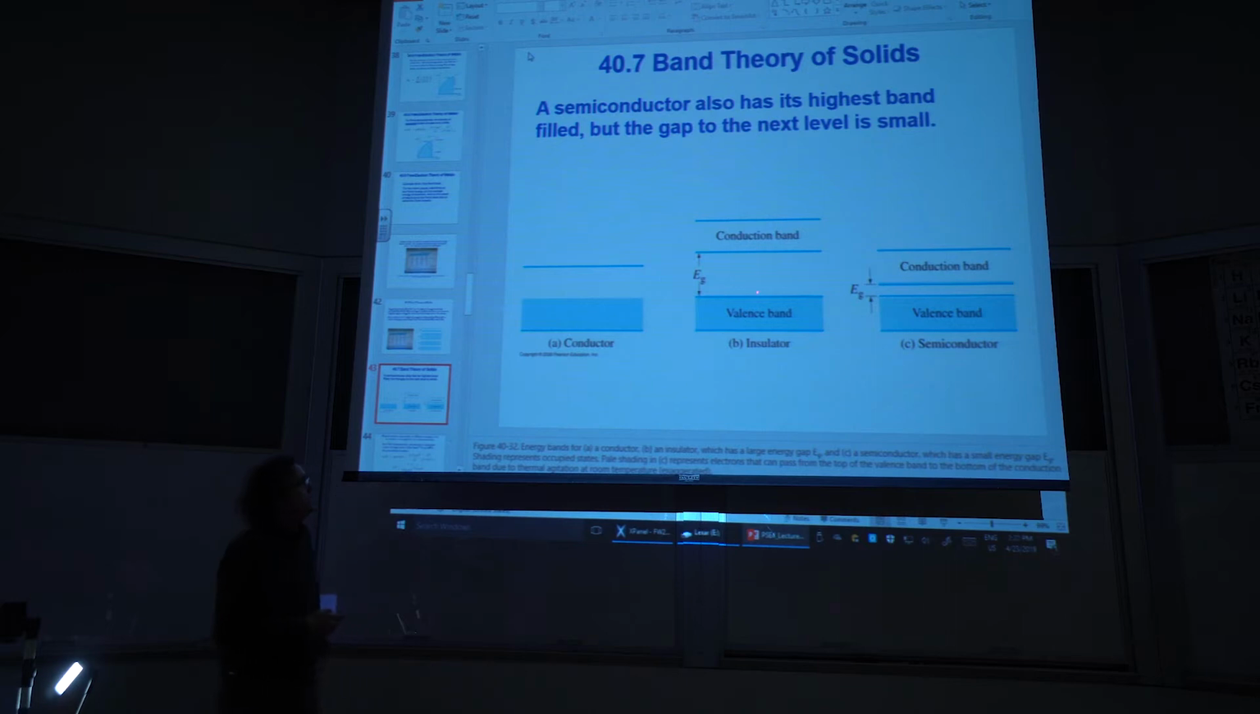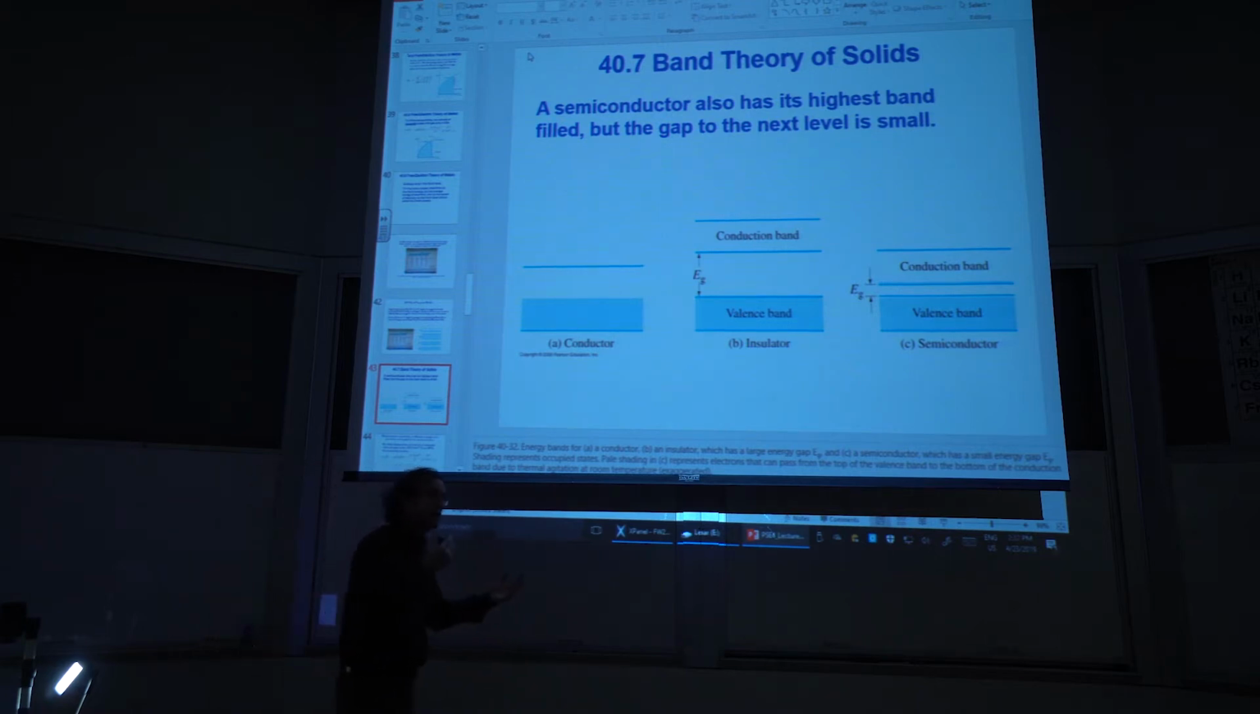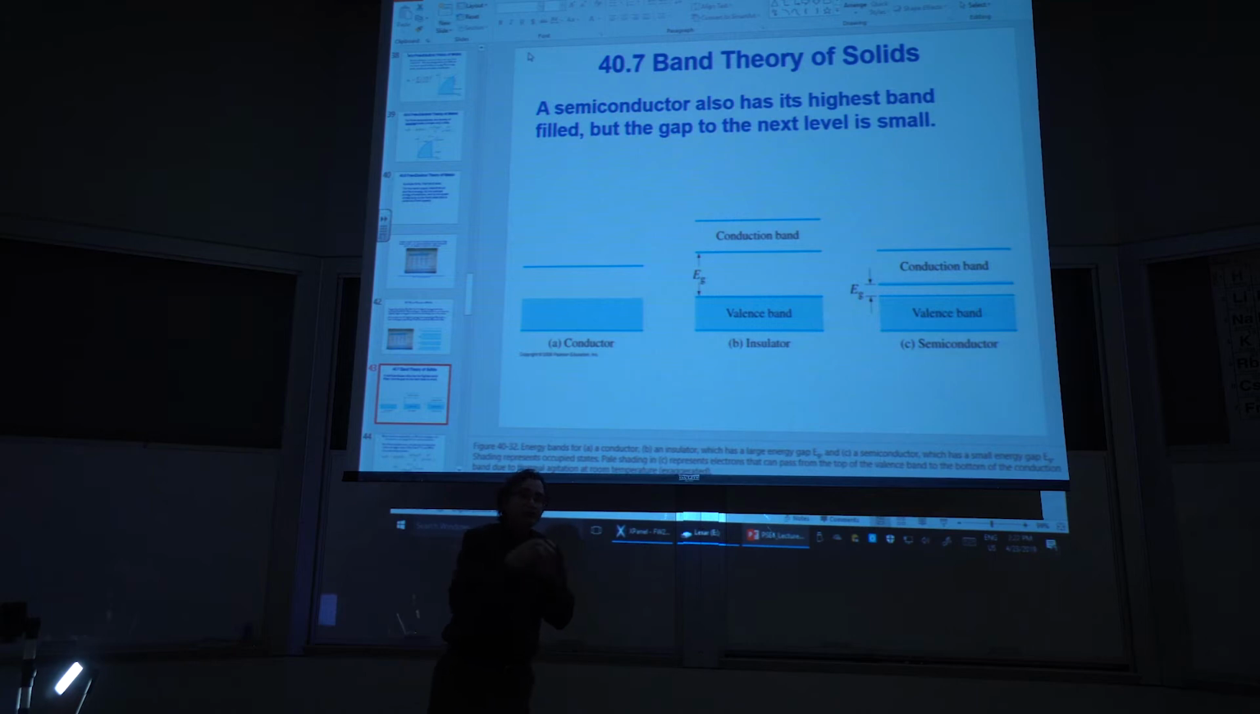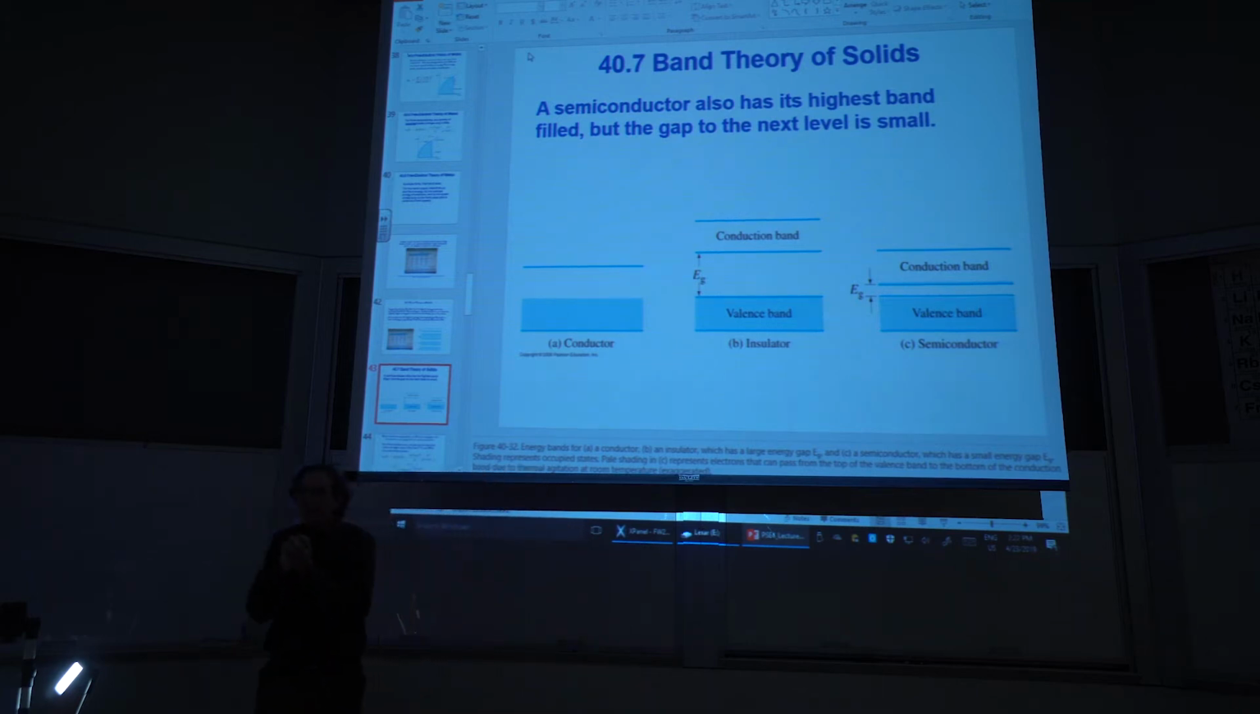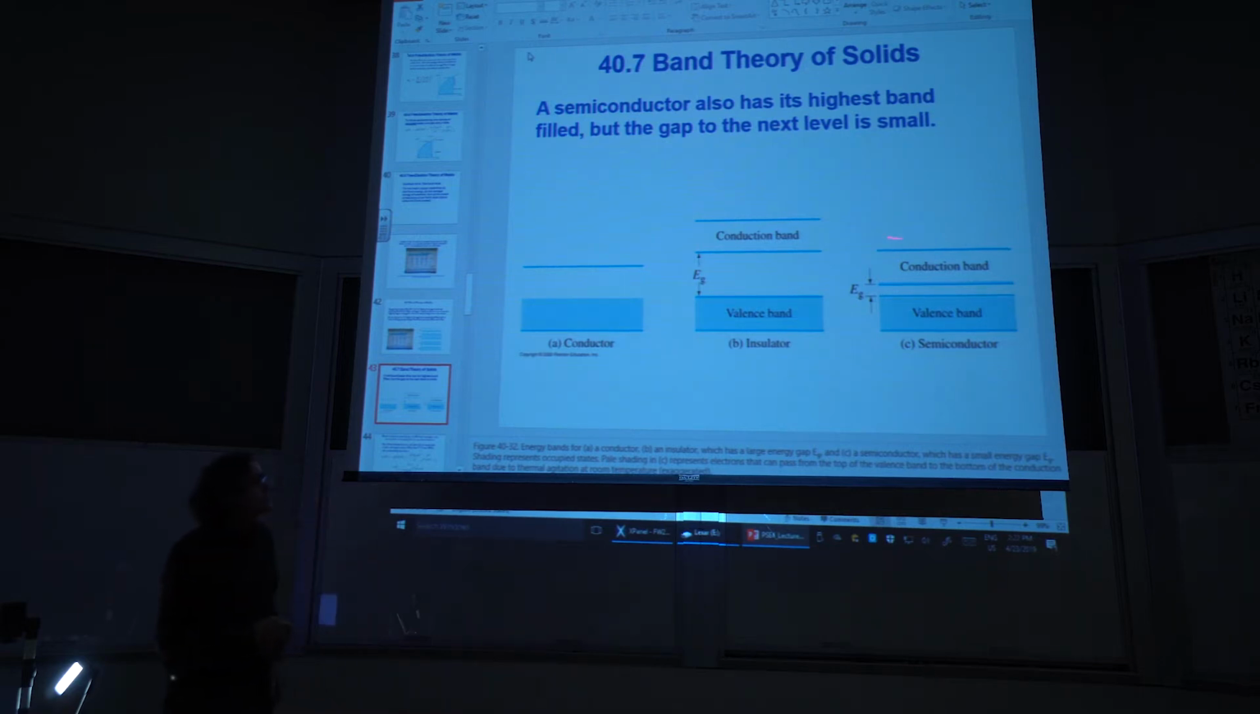So there's simply not enough thermal energy for these valence electrons to get up into the conduction band. Hence, those electrons cannot move. They are glued to the atomic site of their origin, and they will not flow or move across the material. In that case, we have the description of an insulator.